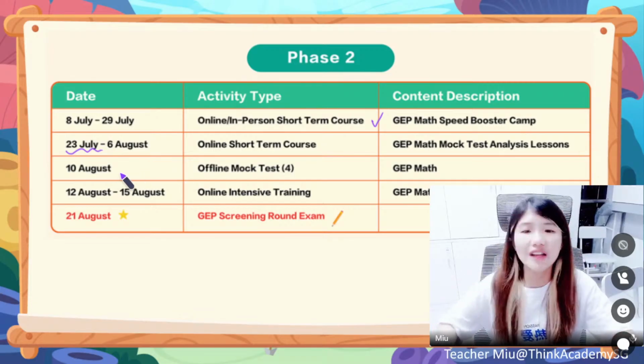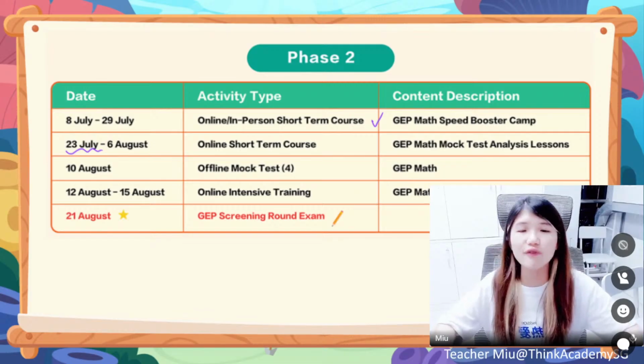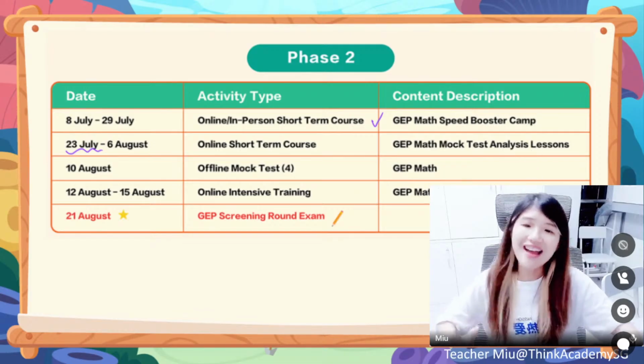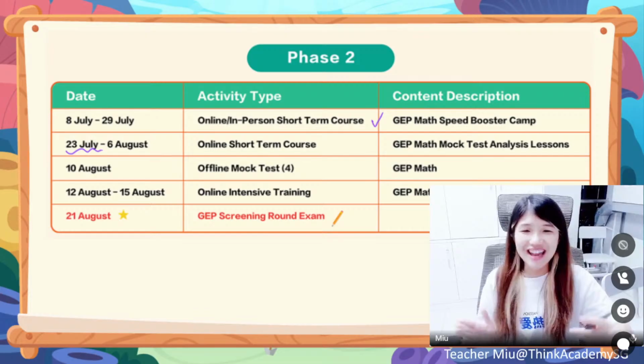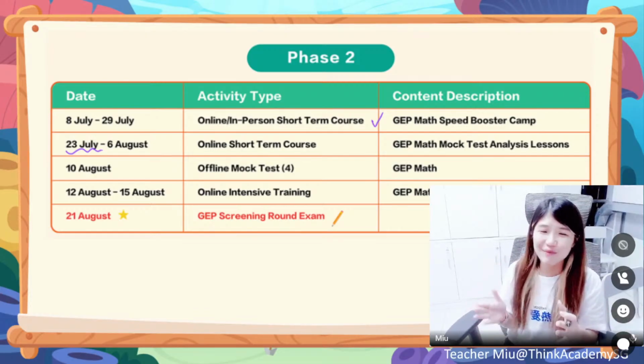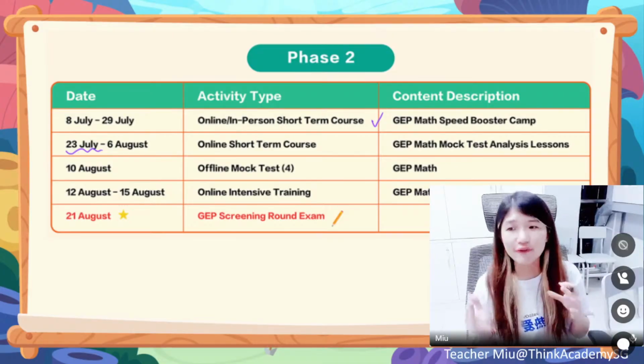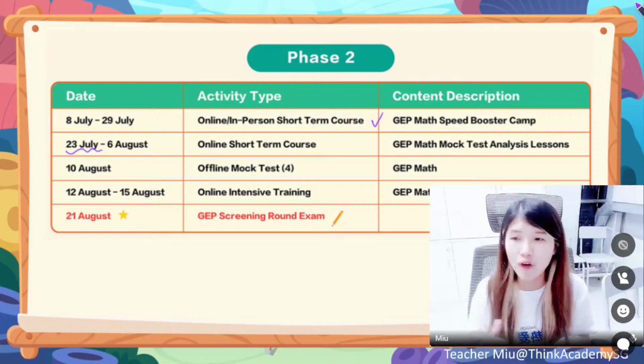For the 10th of August, there will be an offline mock test. And from the 12th of August to the 15th of August, there will be an online intensive training for the rescue kit. And the 21st of August is the screening round for the GEP. Yes, it's very, very close. That's why we will start phase two directly from tomorrow.